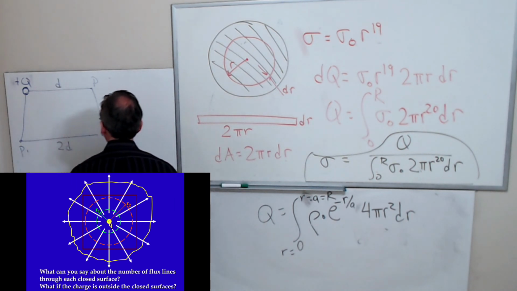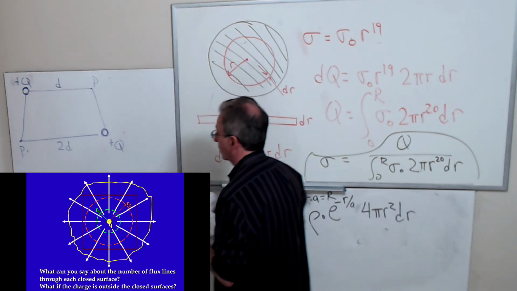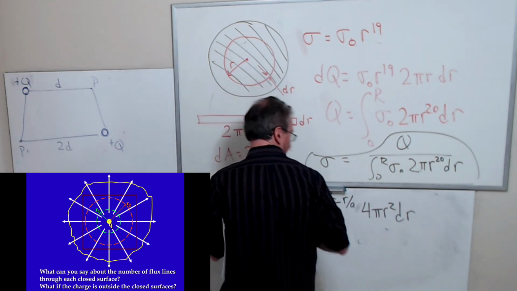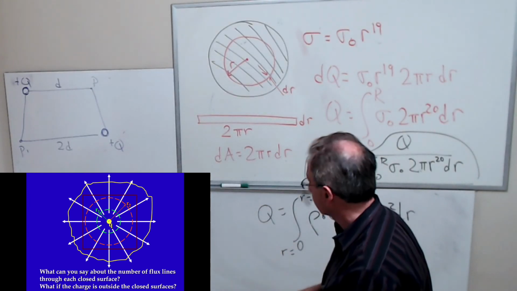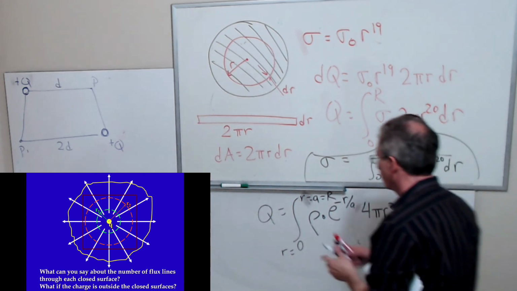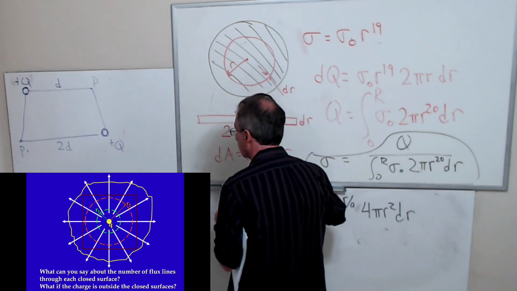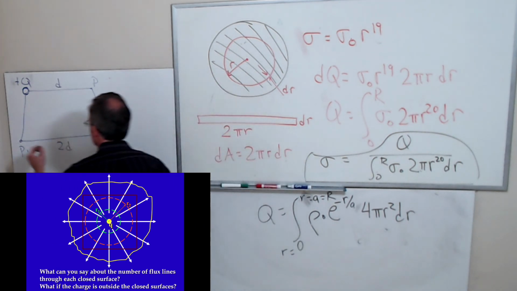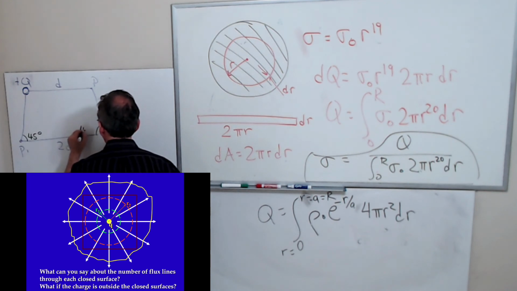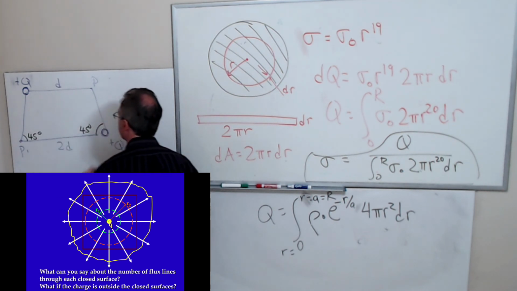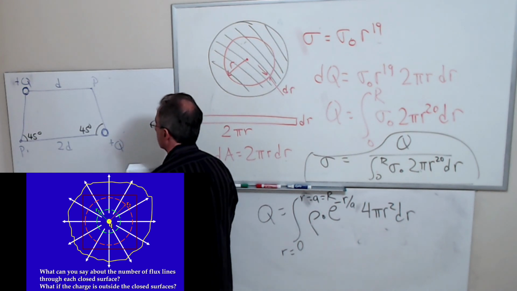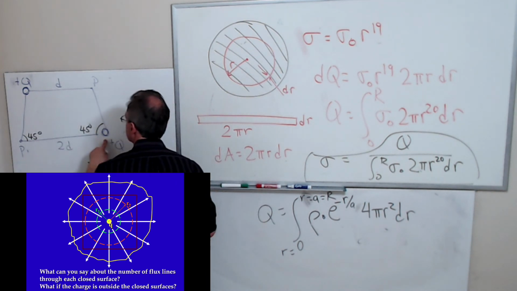I think I need more colors. Okay. It's 45 degrees. I want to find the field there, due to this charge and this charge.